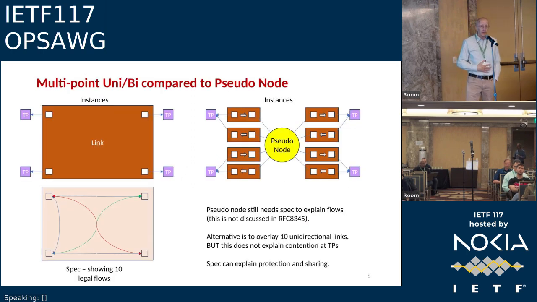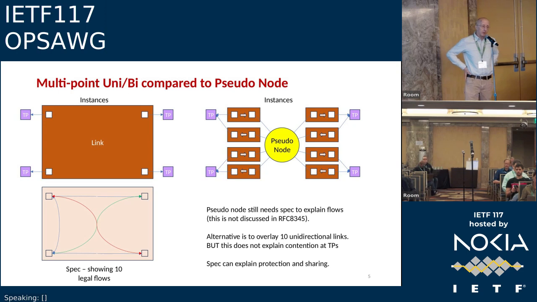Thanks. Just to emphasize the efficiency of this method, if I use the current RFC8345 mechanism to represent multipoint bidirectional structures, then I have to use the structure on the right-hand side, which has multiple unidirectional point-to-point links to a pseudo-node structure, and that then provides me with support for the multipointedness. The structure on the left is the multipoint UniBi thing. Clearly, it's just a single structure with points on the edges that reference TPs.